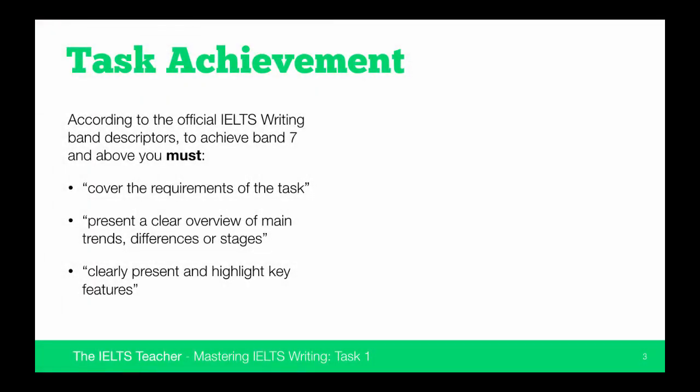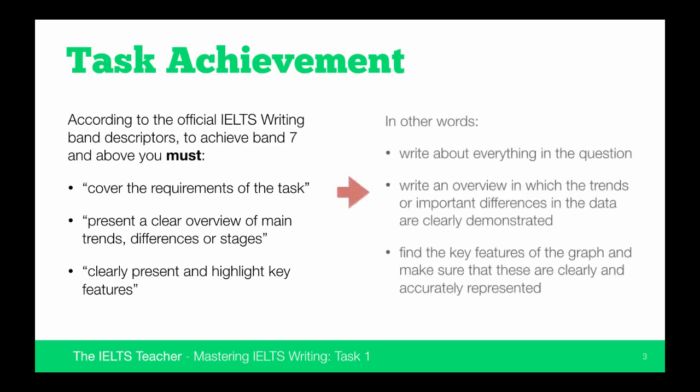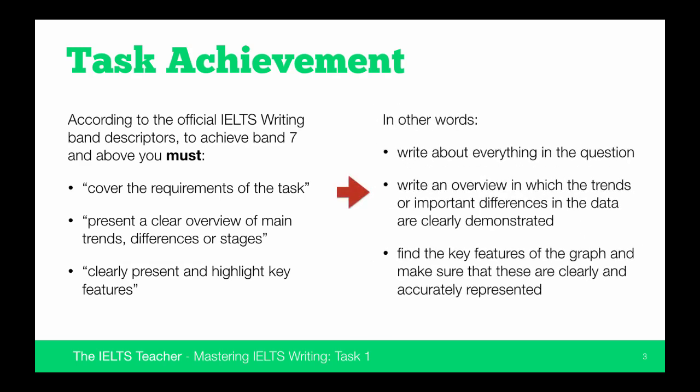So according to the official IELTS writing band descriptors, to achieve band 7 and above, you must cover the requirements of the task, present a clear overview of main trends, differences or stages, and clearly present and highlight key features of the graph. Now what does this mean in basic language? In other words, you need to write about everything in the question. That does not mean that you need to include every single piece of data. We'll be looking at that in a later lecture, but you do need to summarize and report the main features.